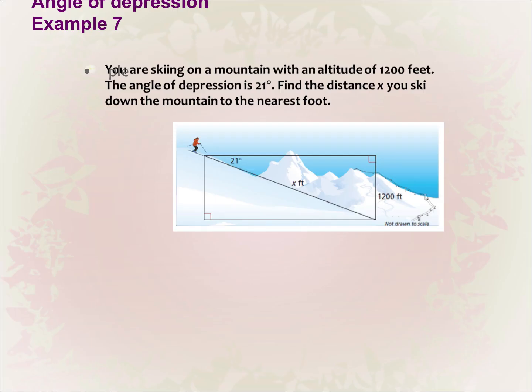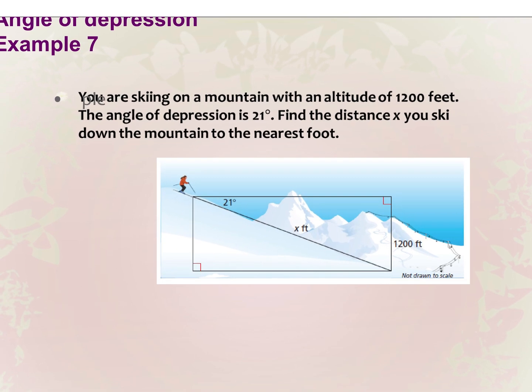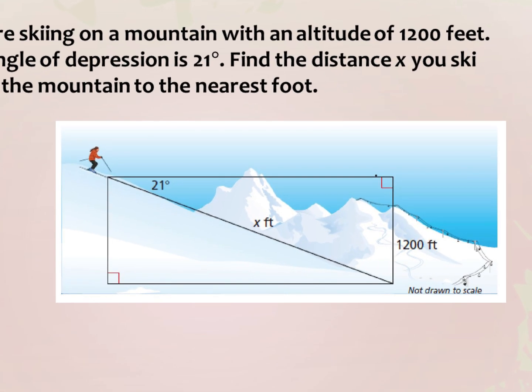All right. So in this next example, you are skiing on a mountain with an altitude of 1,200 feet. The angle of depression is 21 degrees. Find the distance x you need to ski down the mountain to the nearest foot. So if we're looking at this diagram, you draw a horizontal line from where you're at, and the angle of depression going down is 21 degrees.